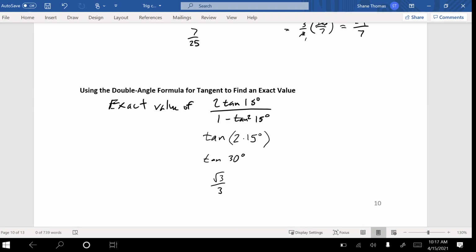Tangent is y over x. Sine is y. Cosine is x. Tangent is y over x. Okay? All right, questions on that one, guys?